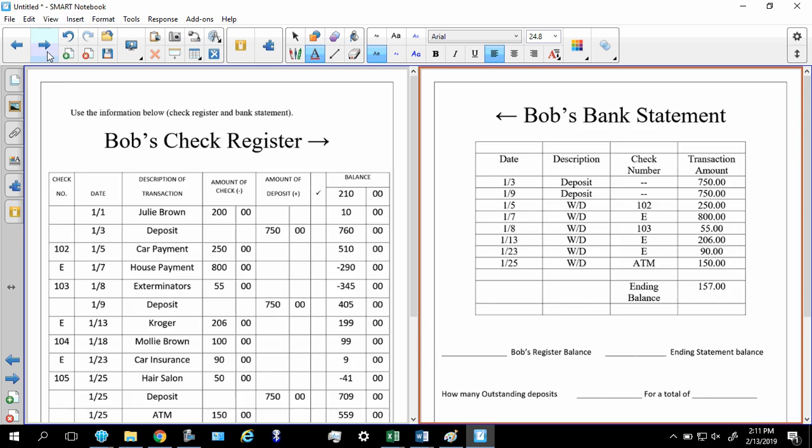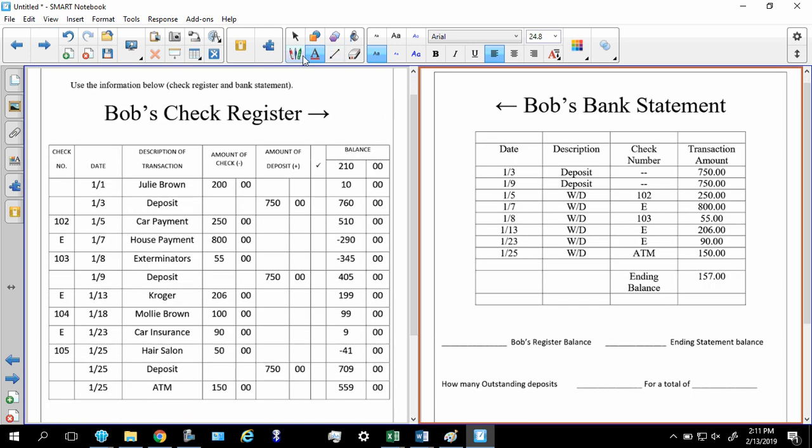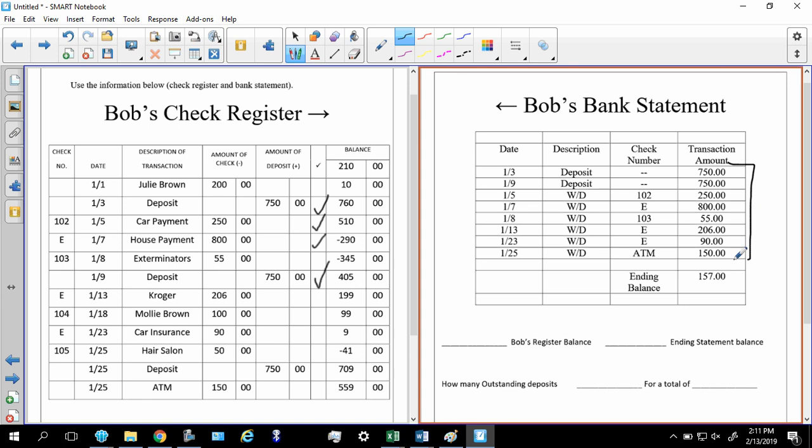All right, so Bob's check register, along with his bank statement. Let's go ahead and knock this out pretty quickly. Deposit $750, that one. Deposit $750, that one. That was another $750, but it's not listed right here. The withdrawal, which is $250. Oh, there you are, right there. Next is $800, right there. Remember, all I'm doing is taking all this and just checking them off.